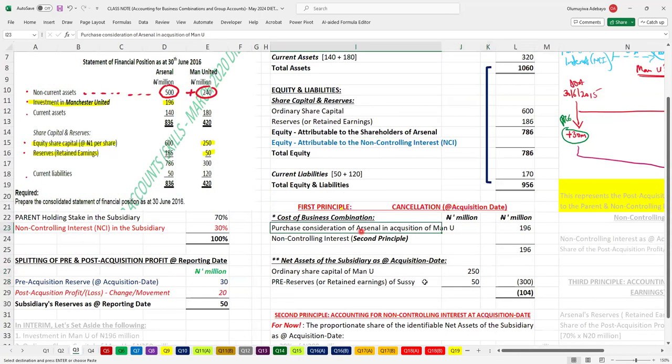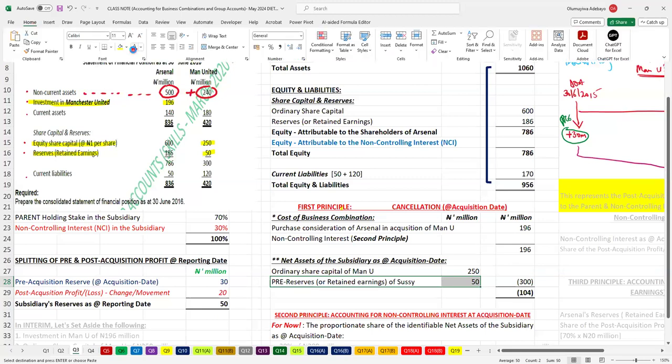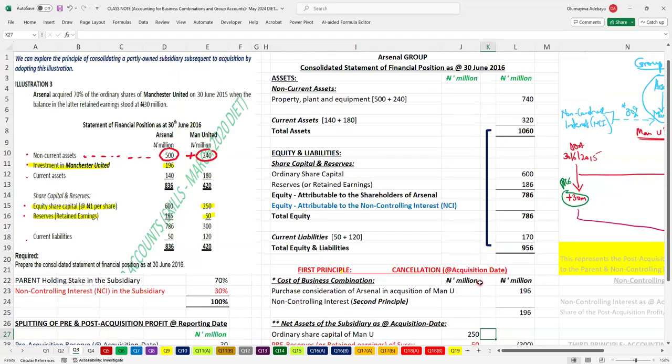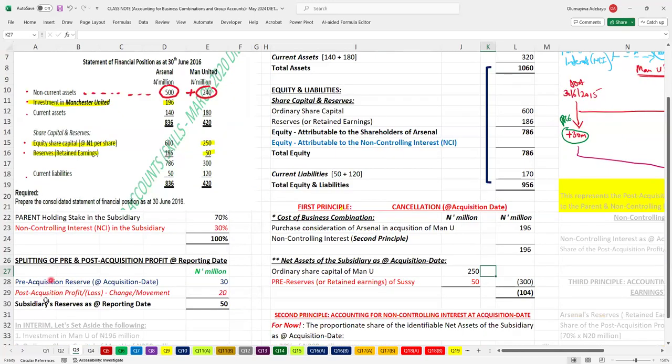Now the question then is, was this reserve of 50 present at acquisition? Let me put it in red. Now, this 50 will not be correct. Why? Because as at acquisition, the retained earnings was 30. But what you are seeing in our balance sheet, which is a year after, is 50, it means that we have created additional 20. That 20 is post-acquisition, and that is the reason why we need to split pre from post, because the pre is part of the net asset at acquisition, while the post will be treated separately and will come down to where we'll treat it.